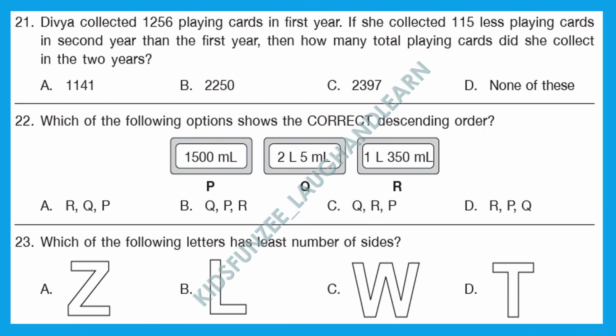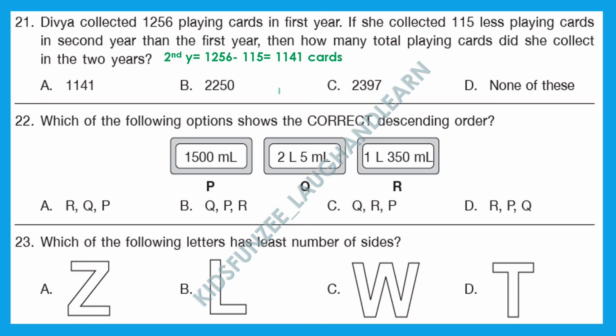Question 21. Divya collected 1256 playing cards in first year. If she collected 115 less playing cards in second year than the first year, then how many total playing cards did she collect in the 2 years? Now let's see the data which is already given in the question. We have the value of cards of first year, that is 1256. Now we have to calculate the cards she got in the second year, which is less than the first year by 115. So second year cards would be 1256 minus 115, which is equal to 1141 cards.